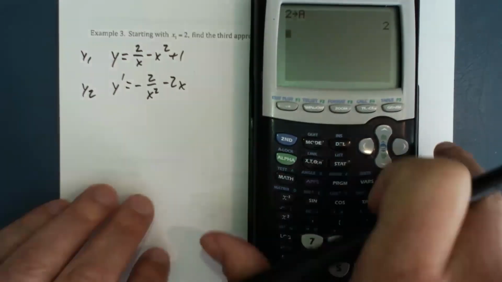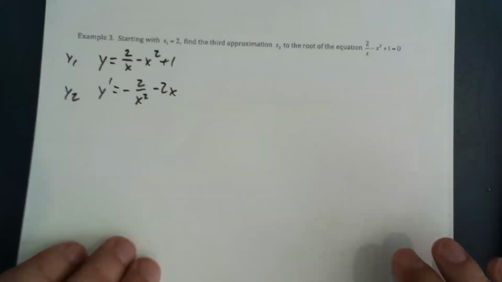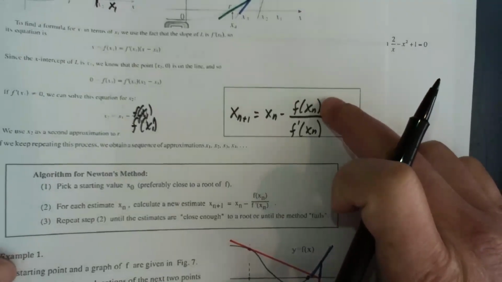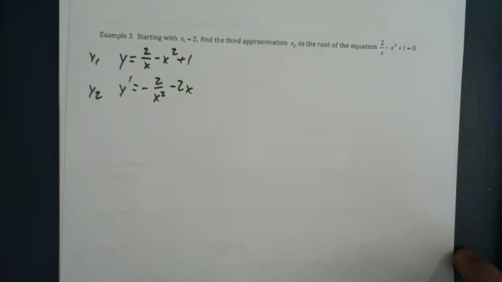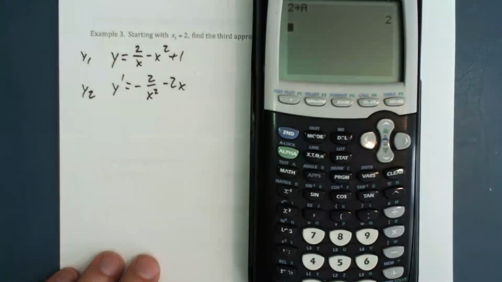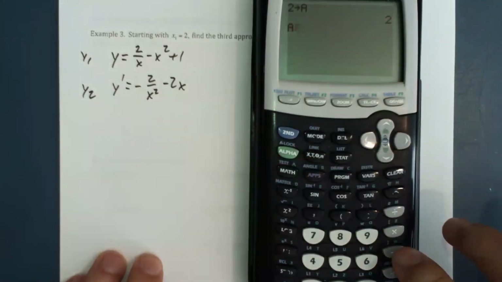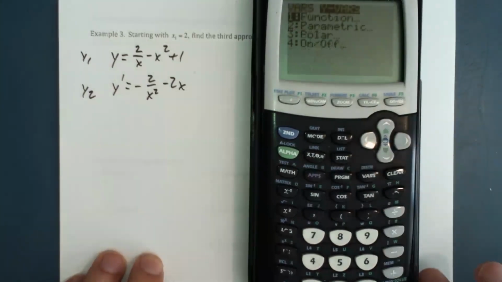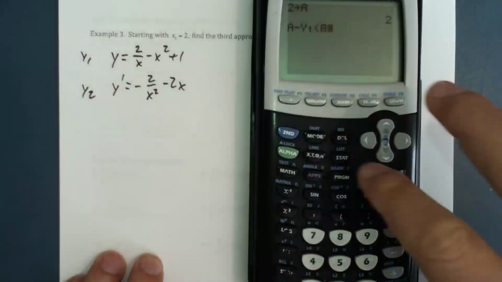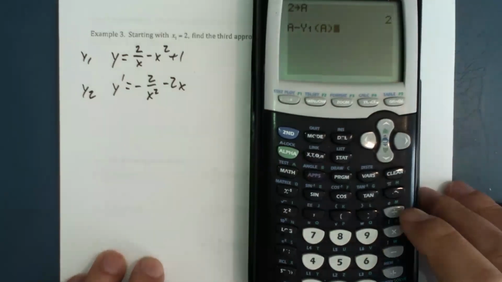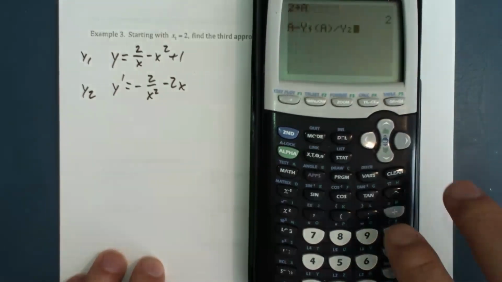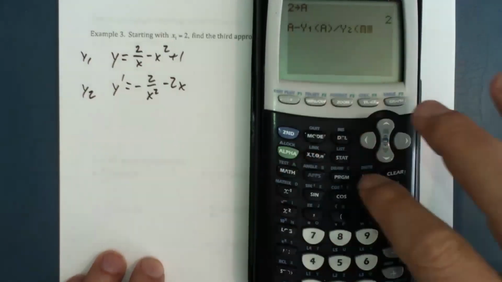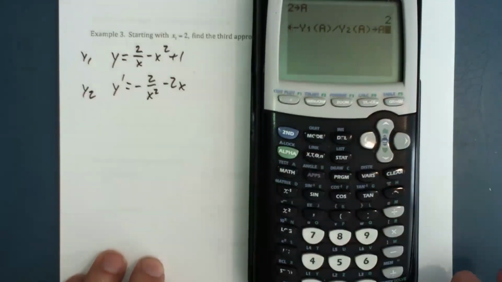And now I'm going to use the algorithm. And again, the algorithm that I'm using, just as a reminder, is here. There's my y sub 1 at A. This is my y sub 2 at A. So here we go. I'm going to do A minus y sub 1 evaluated at A. Again, make sure you close your parentheses. It won't work if you don't close your parentheses. Divided by y sub 2 at A. And I'm going to store that off as my new, updated A.